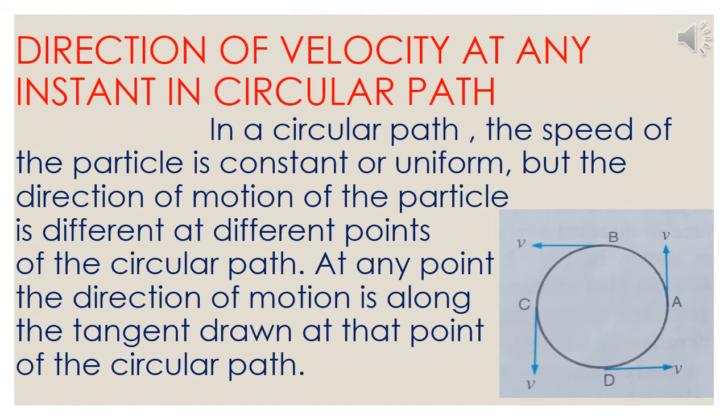But the direction of motion of the particle is different at different points of the circular path. At any point, the direction of motion is along the tangent drawn at that point of the circular path. The velocity of the particle in circular motion is variable, or the circular motion is accelerated, even though the speed of the particle is uniform.